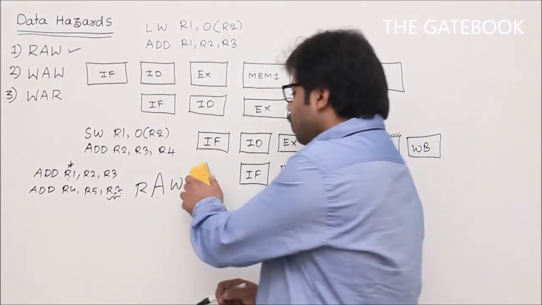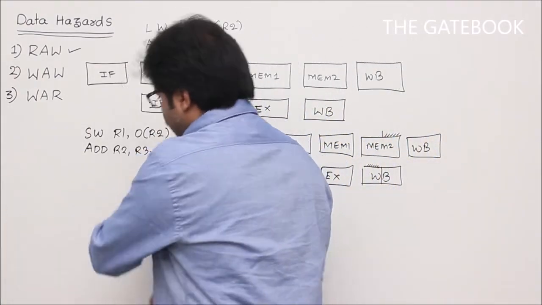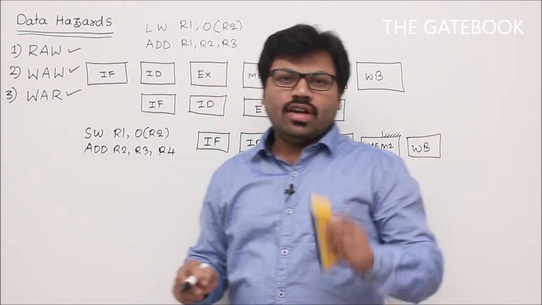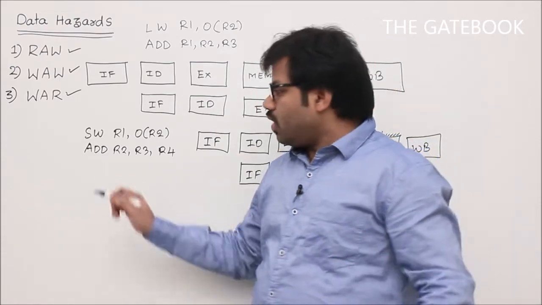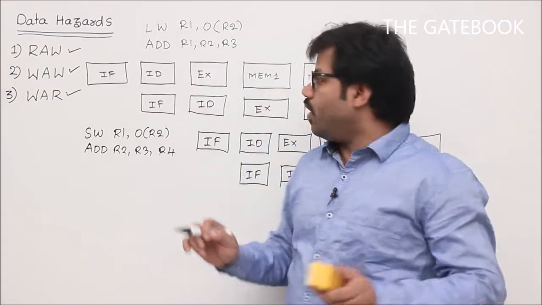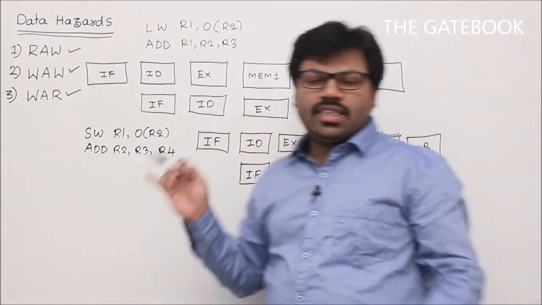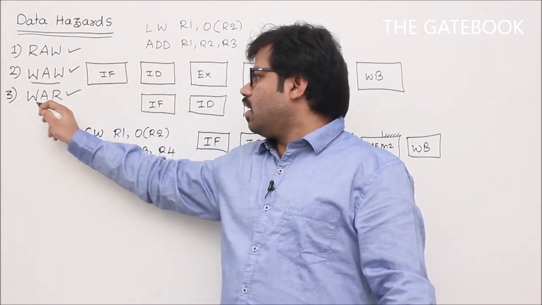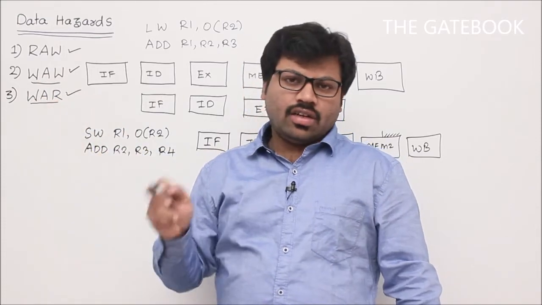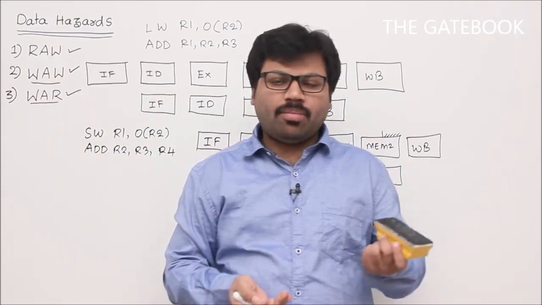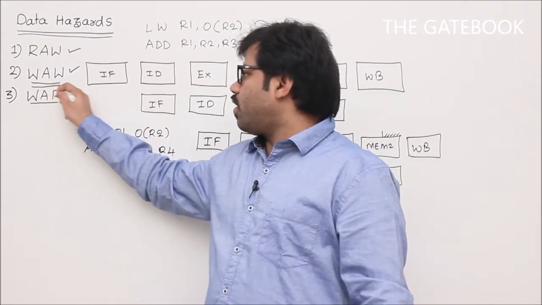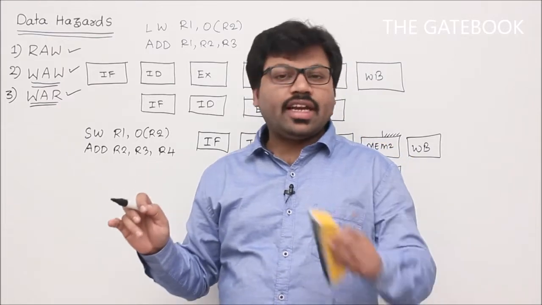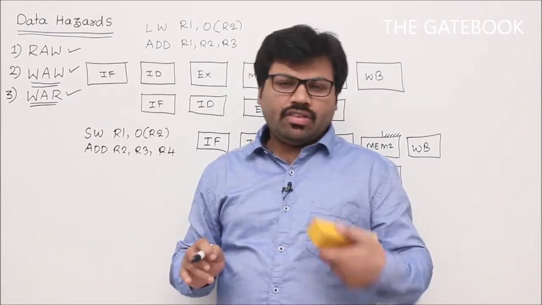Okay, so we have already studied that. Now we'll see two more hazards. One is write after write hazard, second one write after read hazard. Whatever pipeline model we are following, where we have the write back stage in the last, because of that you never get write after write hazard and write after read hazard. In some pipelines, you might get write after write hazard, write after read hazard. I will show with one example. For that I am taking a different pipeline than what we were discussing.